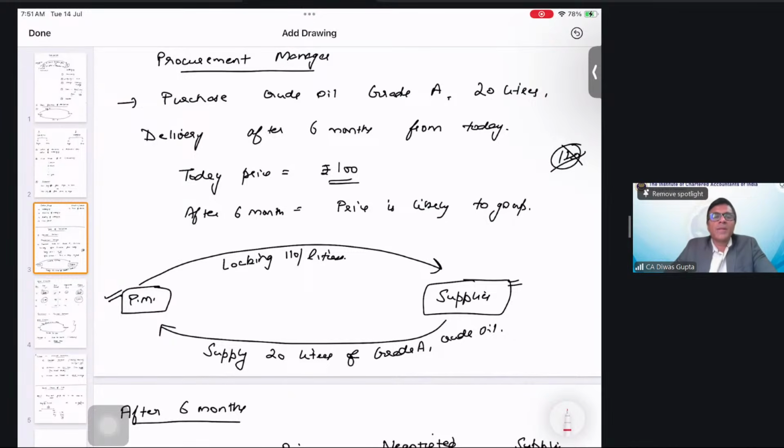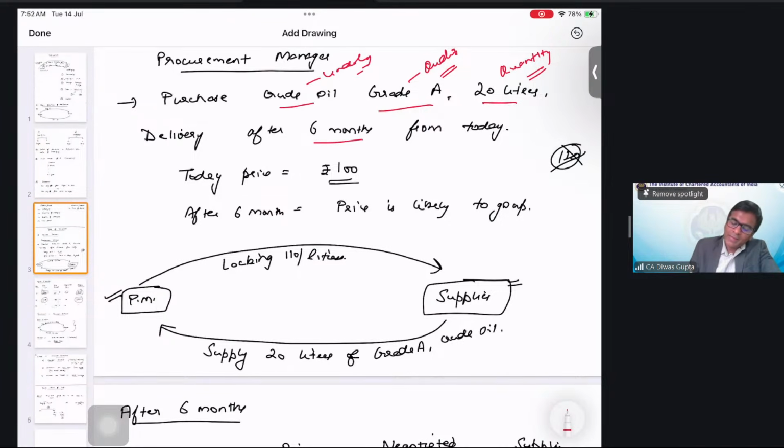So let's assume there is a procurement manager in a company, and that procurement manager is going to purchase a crude oil of grade A of 20 liters. So this is quality, this is quantity, right? And this is underlying. Underlying is crude oil, correct? Delivery after 6 months, time period from today. So all these conditions are satisfied, right? There is a time period, there is a quality specified, there is a quantity specified, and there is an underlying.